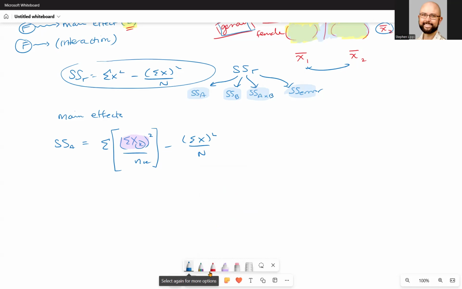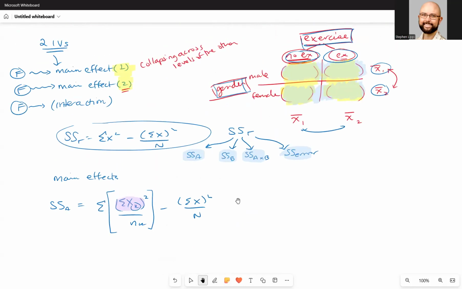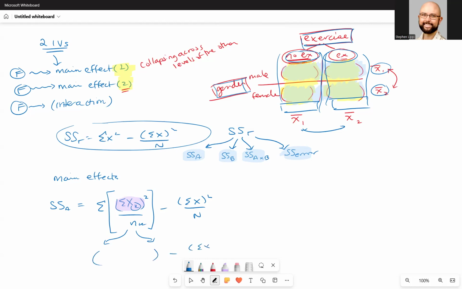So if we go back to our example above, there are 2 levels for exercise, which means that we're going to get the sum of x's for the no exercise condition. And then we're also going to get the sum of x's in the exercise condition. Once we have the sum of those x's, we square them and divide by n sub k, so the total number of people in each of these conditions. Once we have that sum, we can then subtract sum of x squared over n. Okay?